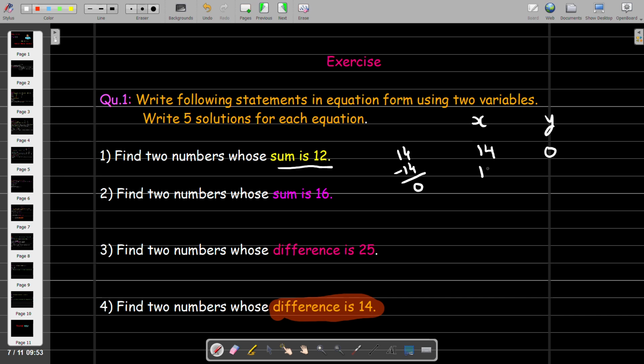Now we take the value of x equal to 15. Then subtract this difference from 15. 15 minus 14 is equal to how much? 1. If you take the value of x equal to 16, to find the value of y, we subtract this difference from the value of x, that means 16 minus 14. How much? 2. In this way we find another pair of x and y.